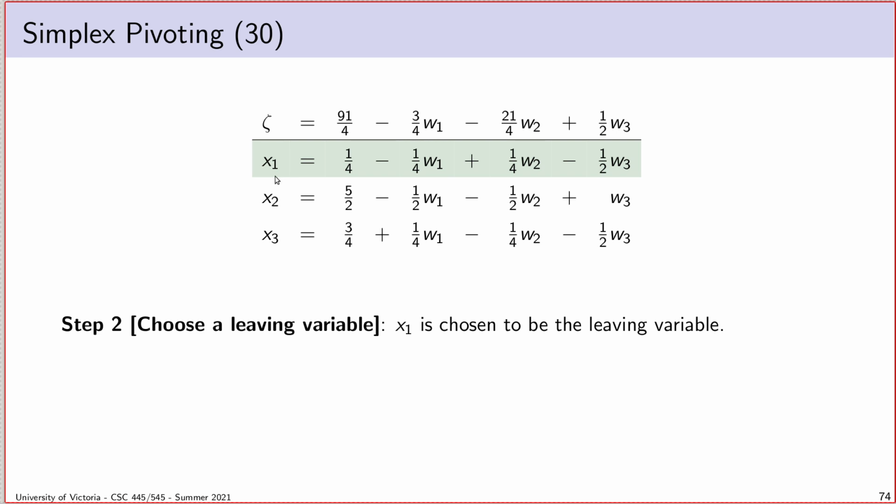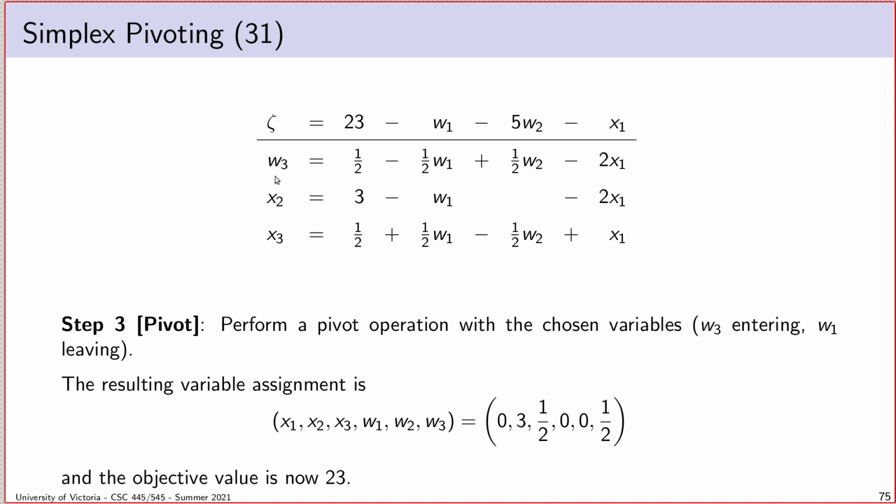So I choose x1 to be my leaving variable, I choose w3 to be my entering variable, and then I perform the pivot. And unfortunately for us, doing that pivot does thin out all of those ugly fractions a bit. And now I read off my variables. x1 is a non-basic variable, it is equal to 0. x2 is equal to 3. x3 is equal to 1/2. And then w1 is non-basic, it's 0, and w2 is also non-basic, so it's also 0. And I guess I need w3, don't I?